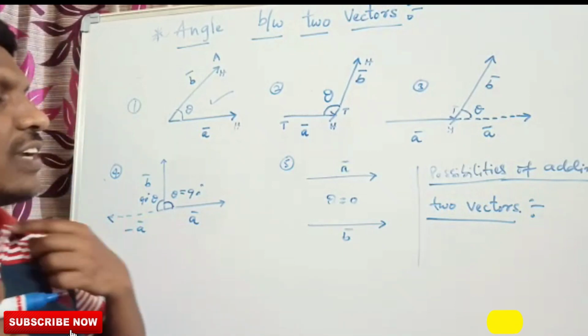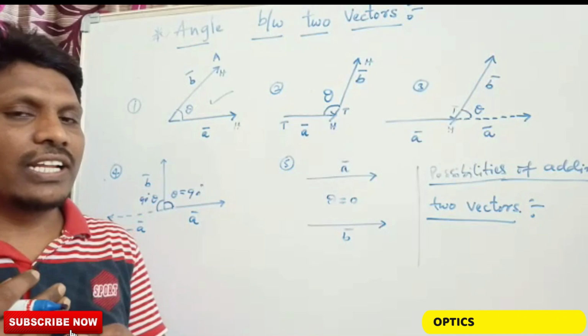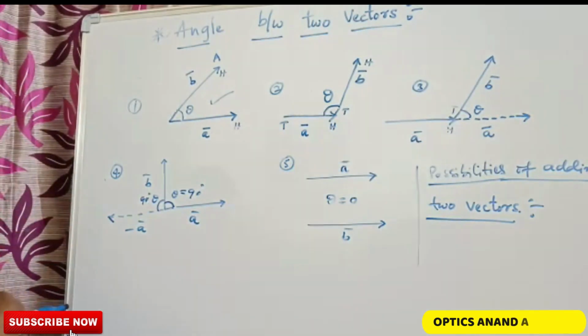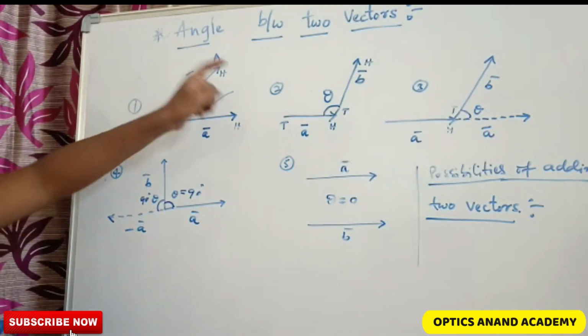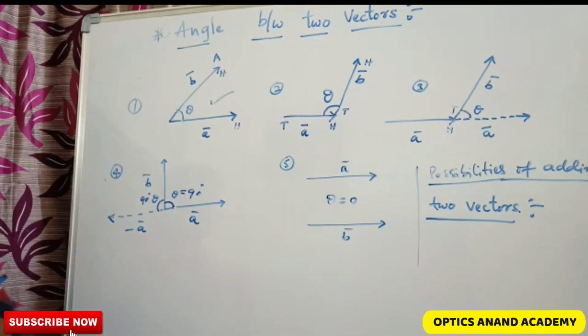So in the last class we discussed the types of vectors, and before that the introduction to vectors. In this class I am going to discuss how to find the angle between two vectors. Now let us see how to find the angle between the two vectors.